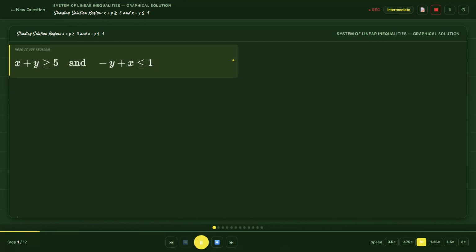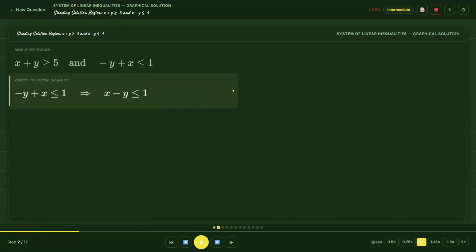Hello, today we have two rules and we need to find the special area on a graph where both rules are happy at the same time. Let's take it nice and slow. Let's clean up the second rule a little bit. We just swap the order so it's easier to read. Minus y plus x is the same as x minus y.